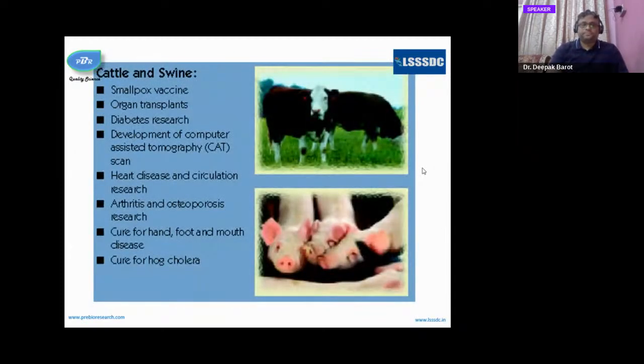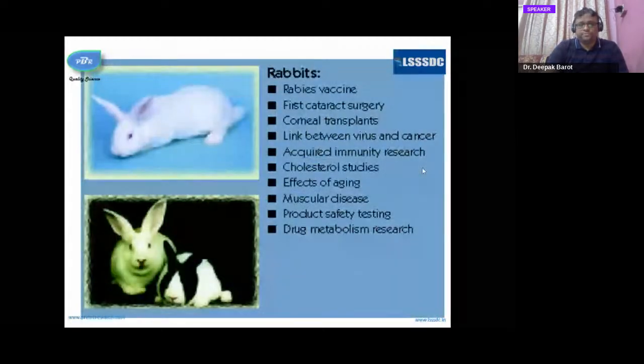Going to the larger species like cattle and swine, okay? Even they are useful, right? Like in smallpox, in organ transplants, in diabetic research, in heart diseases, arthritis, osteoporosis, there are so many diseases where even large animals are of use.